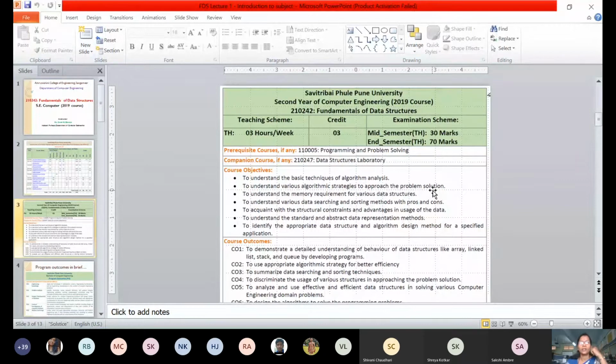Okay, now let us turn to our third objective. Our third objective is to understand the memory requirement for various data structures. Now our subject is data structures. Throughout the course we are going to learn many data structures, like we can have array as the simplest data structure. We will be learning stack, queues, trees, linked list, graphs, and so on. So how the memory is allocated for each of these data structures.